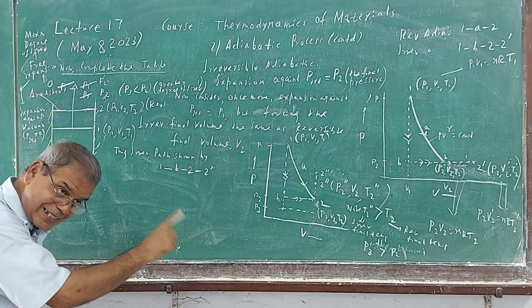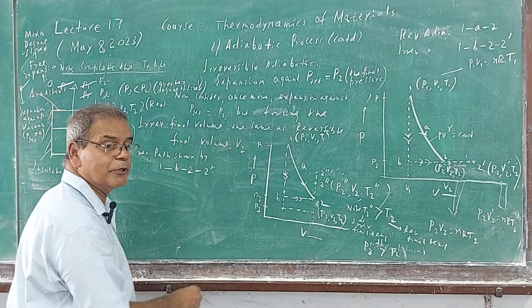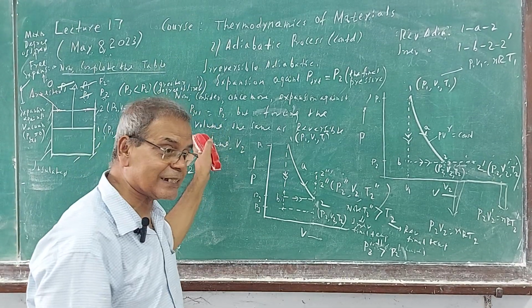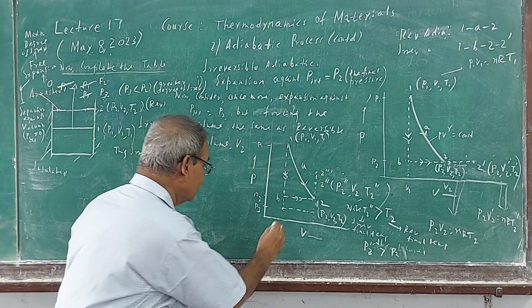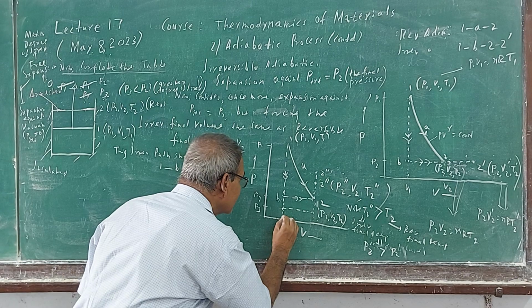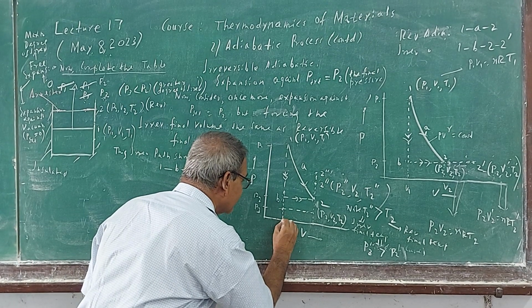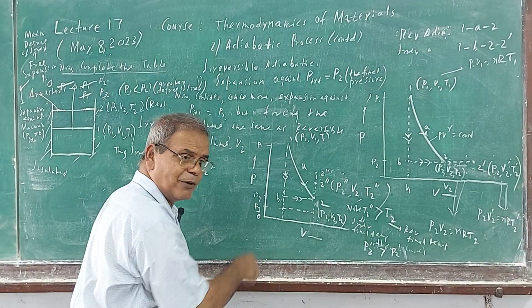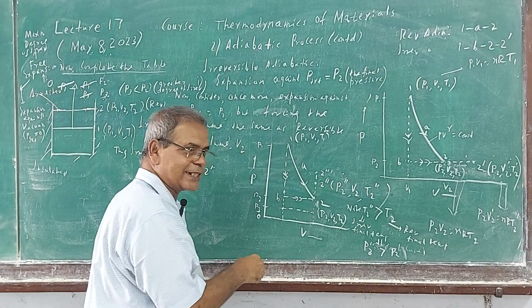So can I sketch? Zero means, what should be the corresponding volume? Infinity. So do this; it's better I should have used a different color. Where will it be? What is this pressure? Zero is on the y-axis, so it hits the x-axis.